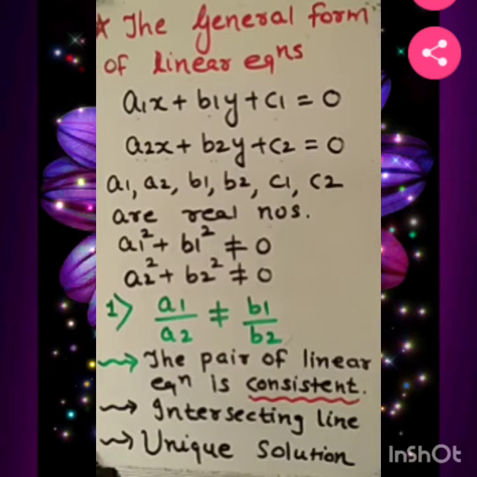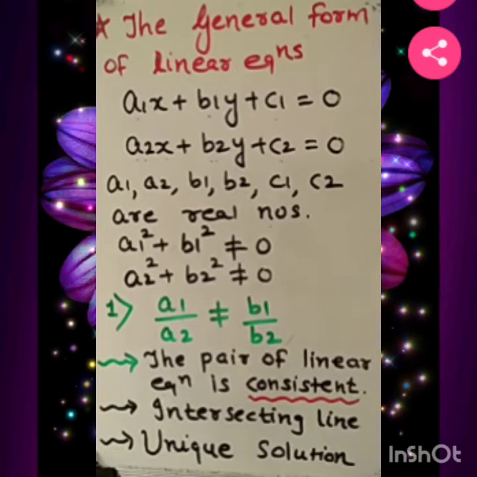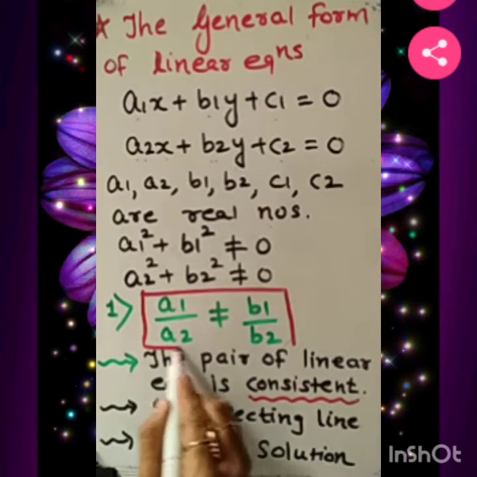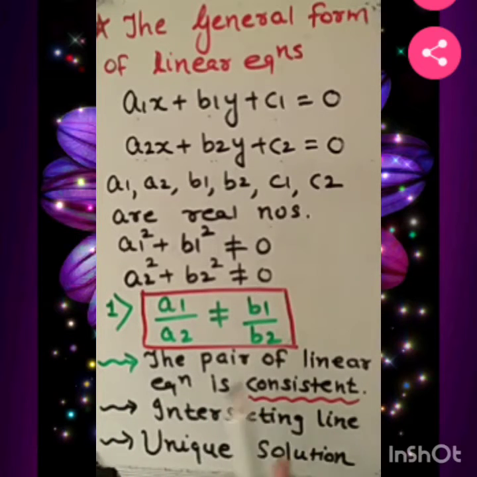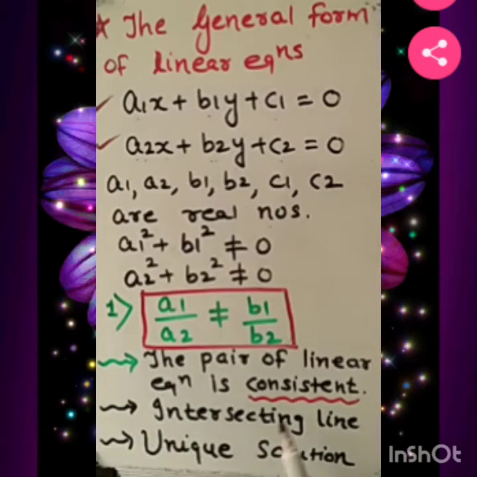Okay, I am explaining you this again. Please underline it. Very important point. a1 by a2 not equal to b1 by b2. It indicates that the pair of linear equation, which pair I am talking about? This pair, they are consistent. Clear? And they are further intersecting line.